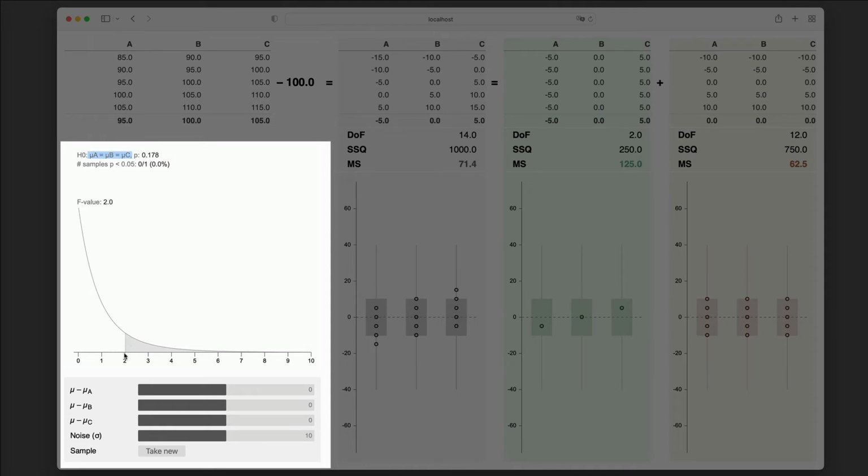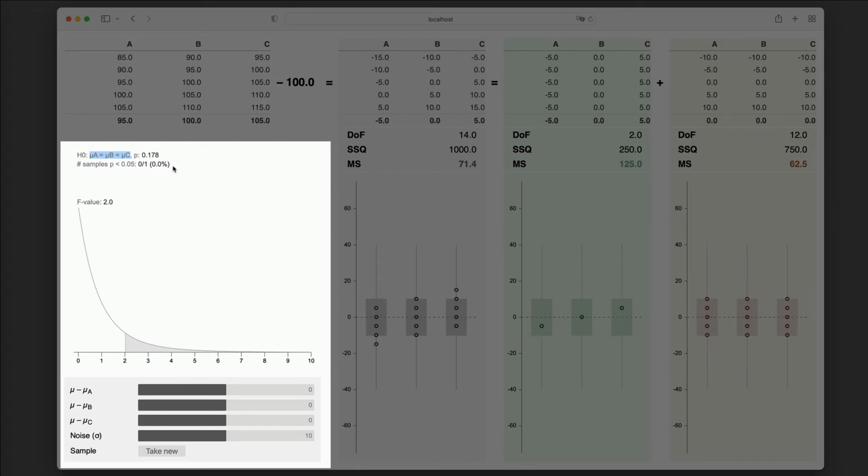So it's simply this area on the right, and this is what we can see. In this case, it's 17.8%. So in this case, we cannot reject the null hypothesis, right? This p-value is quite large, so it does not contradict our null hypothesis. Therefore, we do not reject the null hypothesis, and we have no rejections here, right?